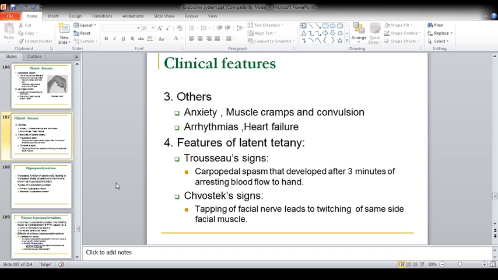Other clinical features include anxiety, muscle cramps, convulsions, arrhythmia of the heart, that is disturbed rhythm, heart failure, etc. Moreover, latent tetany. Latent tetany is a tetany where all the clinical signs are not being exhibited yet, because it has not progressed to a severe stage.